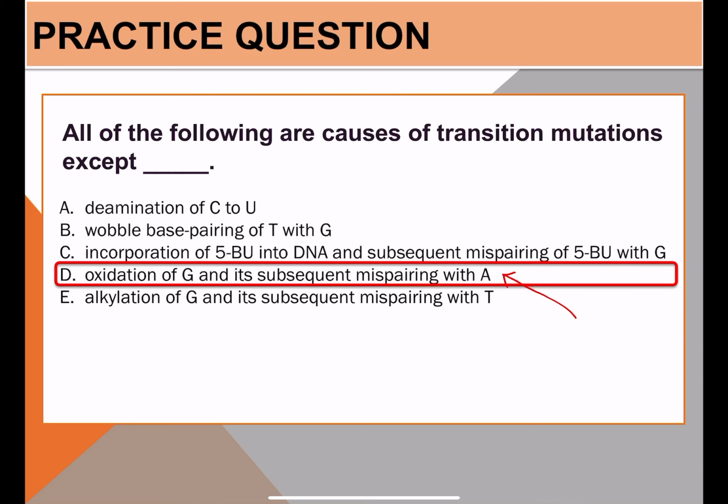All of the following are causes of transition mutation except oxidation of G and its subsequent mispairing with an A, okay? All the other ones, we talked about deamination, wobble, base analog, alkylation. Those are the ones we're talking about that are transition mutation. We didn't talk about oxidation of G, so that's why that's not the one that is transition mutation.